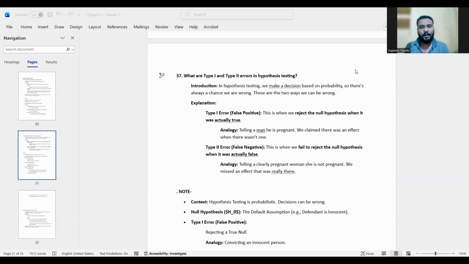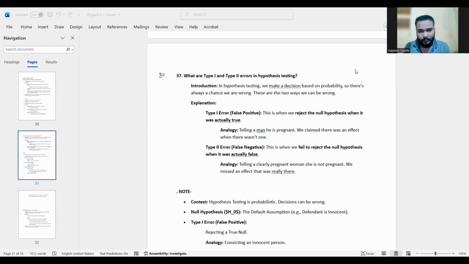Okay, so the next question is, what are type 1 and type 2 errors in hypothesis testing? In the real world, statistics is about probability and not certainty. Whenever we make a decision based on data, there is a risk we are wrong. We categorize these mistakes into two specific types. To understand them, we first have to remember what the null hypothesis is. The null hypothesis is the default result or assumption, like this person is innocent, this patient is healthy, this email is safe.